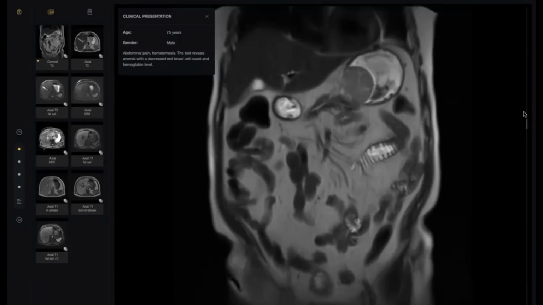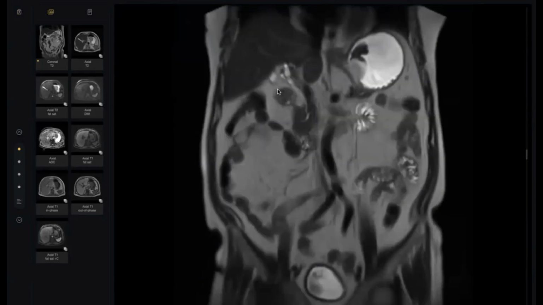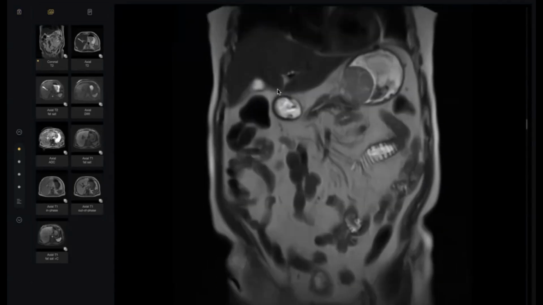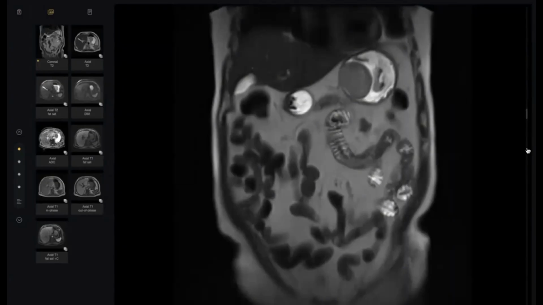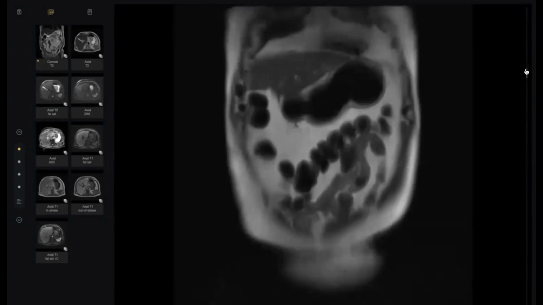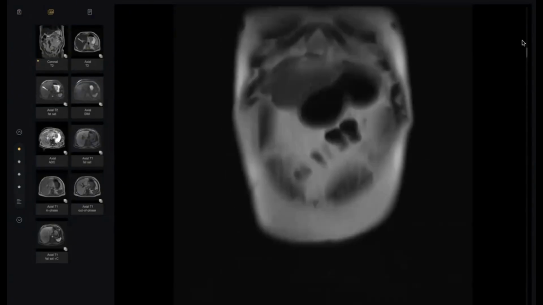I'm unable to scroll. One second. Use the arrow, use the arrow.